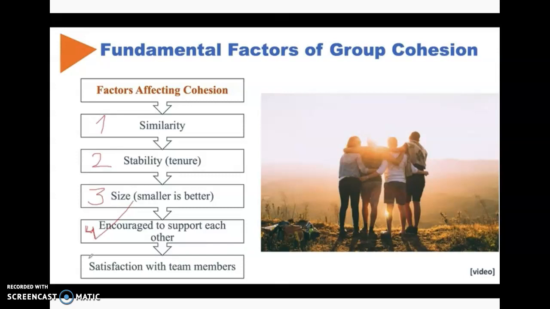And lastly, we have satisfaction with team members. So cohesion is also correlated to how much we like each other. So if I think you're a great performer, you have great behavior and actions, you have a pleasant attitude, we all conform to group norms, we're all satisfied. The more satisfied we are with each other, the more we will be cohesive.